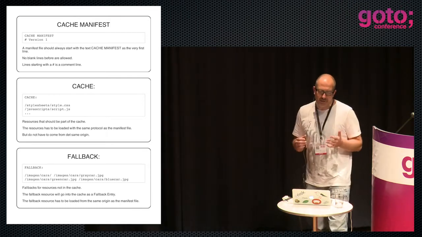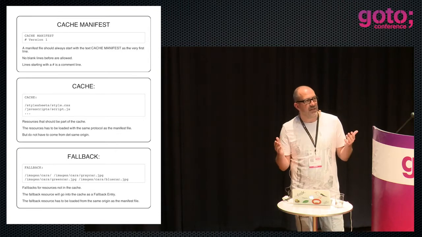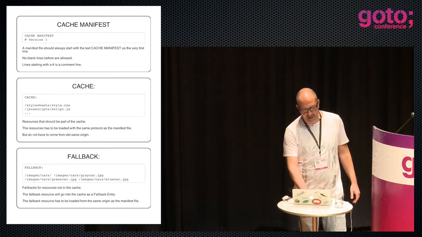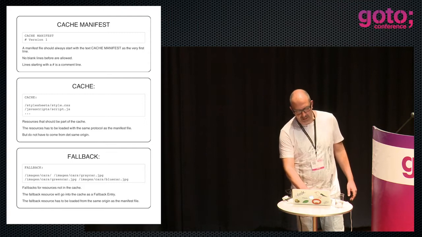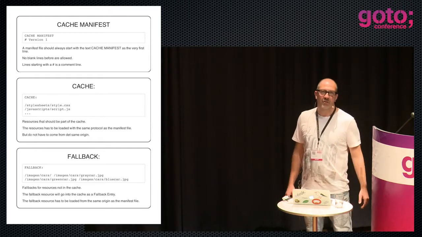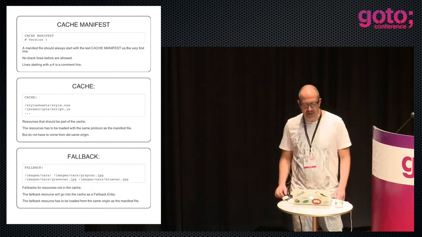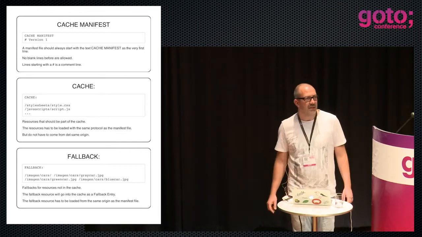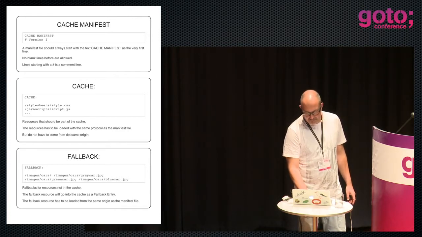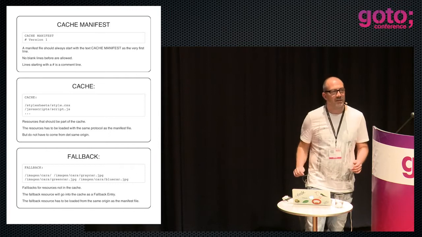Fallback: here, if there are files that you don't want in your cache, maybe they are big images or something like that, you can provide fallbacks for these. So here I say images/cars should be replaced by images/cars/graycar.jpg if we are offline. We can give a URL namespace, or we can give an absolute URL here to the fallback. And the fallback resources have to come from the same origin as the manifest file.